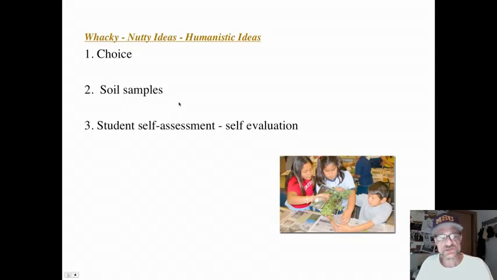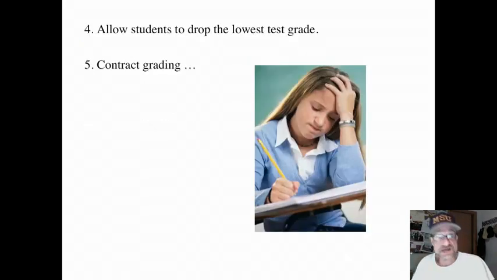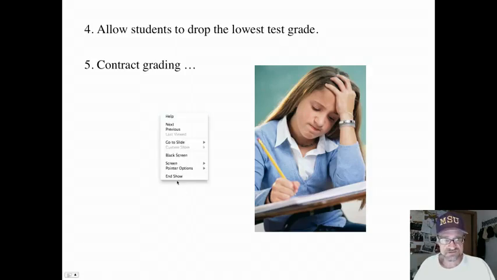Now, assessment should be like soil samples. When you want to get a sense of what the soil is, you don't dig up the whole lawn. You take a little bit here, a little bit there. You do not have to grade every bit of homework. You do not have to grade every activity and every assignment. That is overwhelming and confining. And student self-assessment allows students to grade their own work to the greatest extent possible. Give them full points. Allow students to drop their lowest grade. And contract grading. And we'll talk about contract grading in the next video.